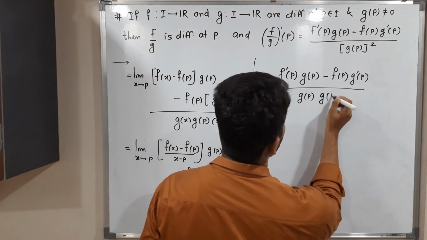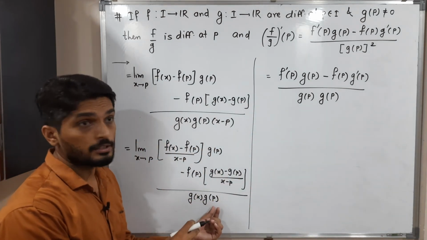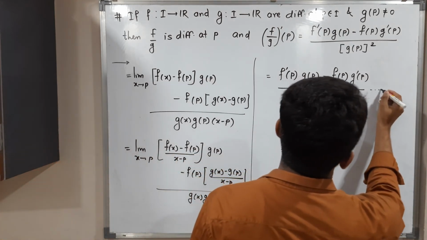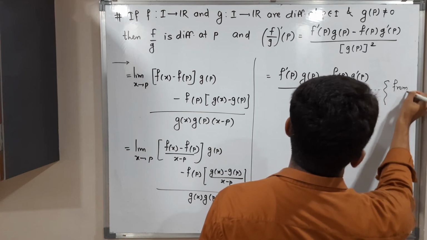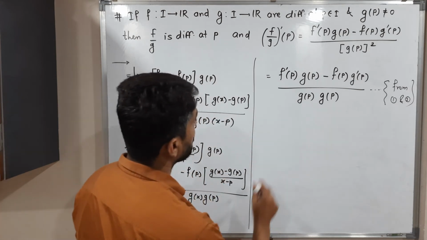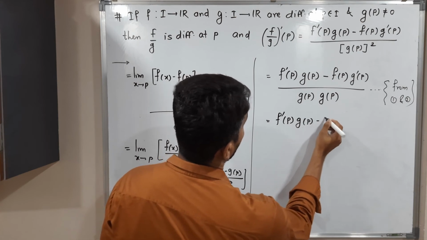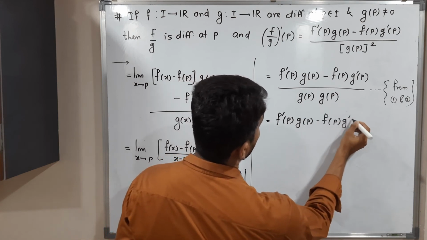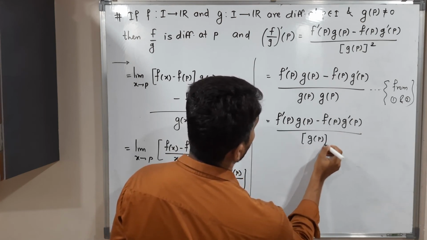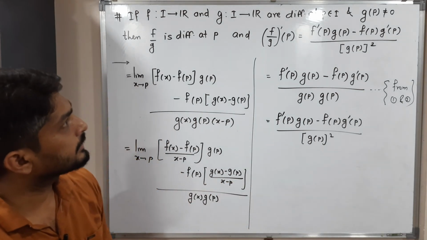And there is one more g of p. We applied the limit to this g of x and got g of p, and this g of p is a constant, so I write it as it is. Let me mention the reason: from equation number 1 and 2. So it will be f dash of p, g of p minus f of p, g dash of p, over g of p times g of p, whose square is the square of g of p. I got this one. Yes, we want the same.